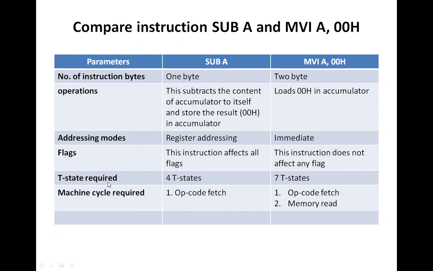Now the T states required to execute. SUB A is a single byte instruction, so there will be one machine cycle operation, that is called opcode fetch, and it will take 4 T states. And MVI A, 00 contains two machine cycles. One will be opcode fetch and the second one will be memory read.